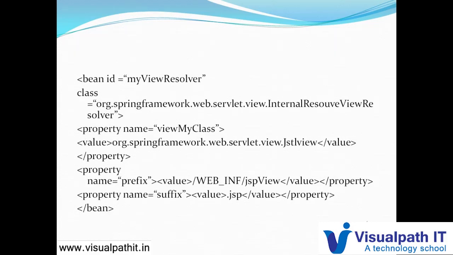Let's consider this as the path: the prefix value is /WEB-INF/jsp/view/, and below it the suffix is some value dot JSP. So what is happening here? Anything that ends with .jsp will be returned here.